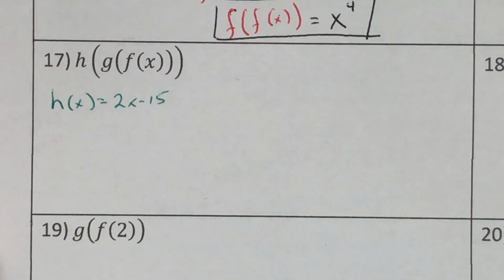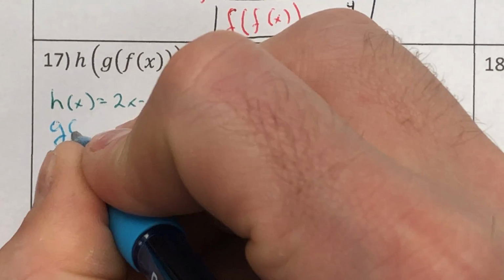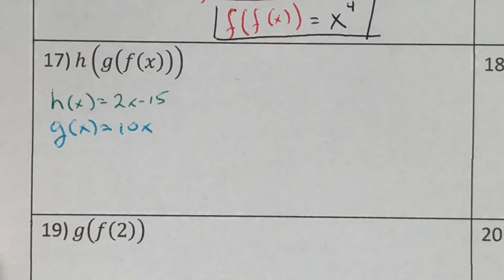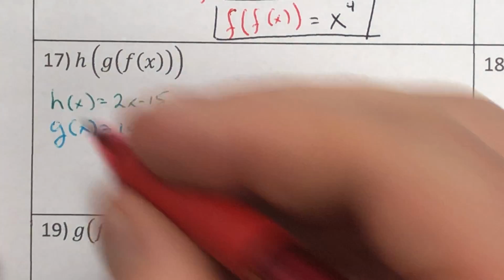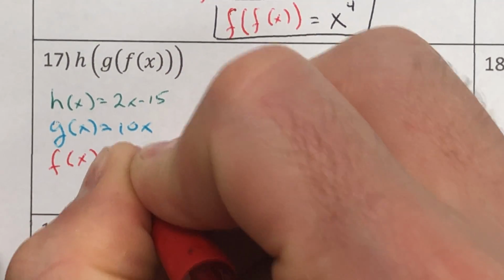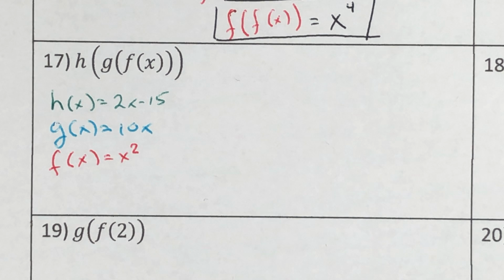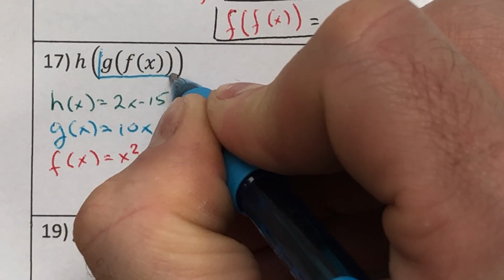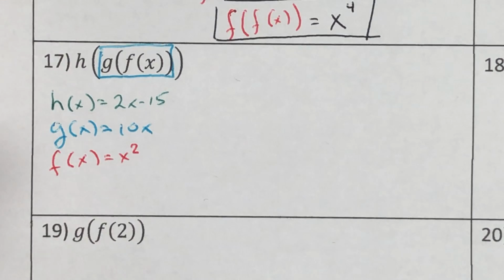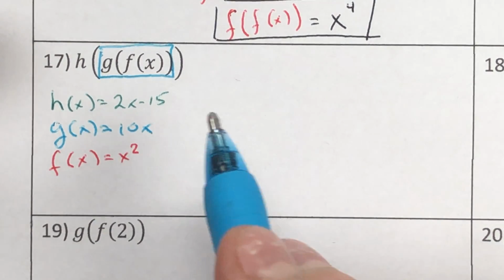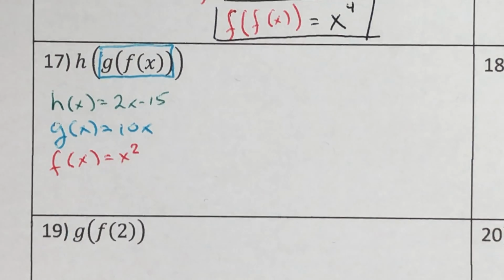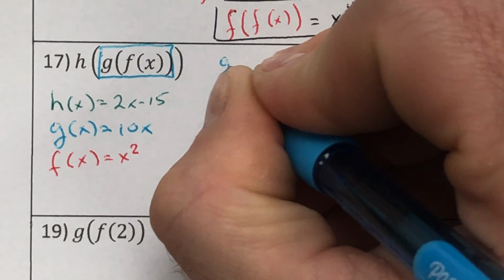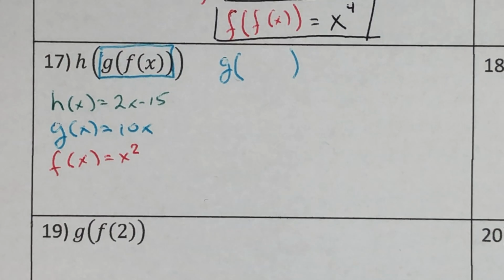I know h is 2x minus 15. We did g in blue, so let's say g is 10x, and f, we just got done with that one, is x squared. Okay. So the first thing that we are going to define is this g of x. And then we're going to come back to the h. So again, I'm working my way inside out. I have the f plugged into the g. So I'm going to focus right now on what is g of f of x.